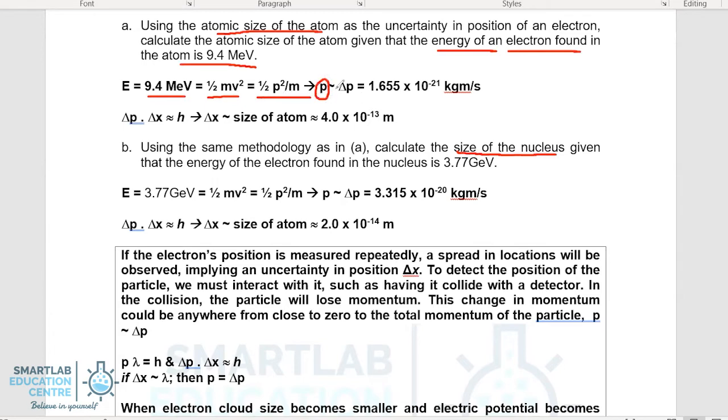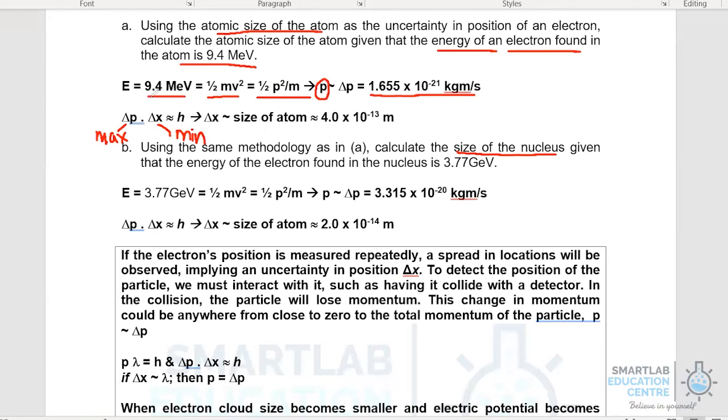Once we calculate the momentum, we can assume that the maximum momentum change for an electron is this. And if your change in x is the maximum possible value, then your change in p, in this case, is the minimum possible value. So once you calculate the change in x, it means that you can locate the electron with an uncertainty of change in x, which in this case is 4 times 10 to the power minus 13 meter. That is an estimate of the size of the atom.